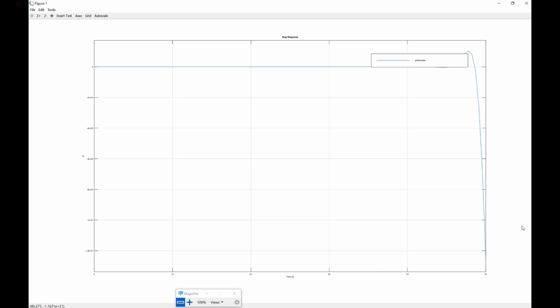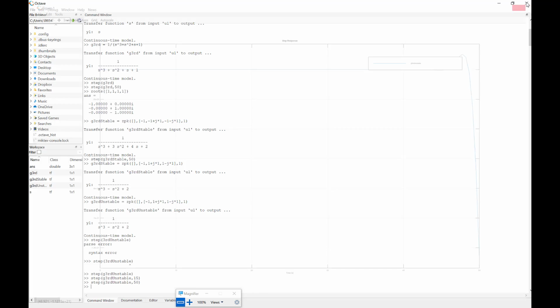Okay, it's time to stop. I hope that helps you see what the example is about, but also gives you a little bit of capability with using Octave or MATLAB if you have MATLAB to gauge these things. That roots command and then the step command are useful tools to gauge stability.